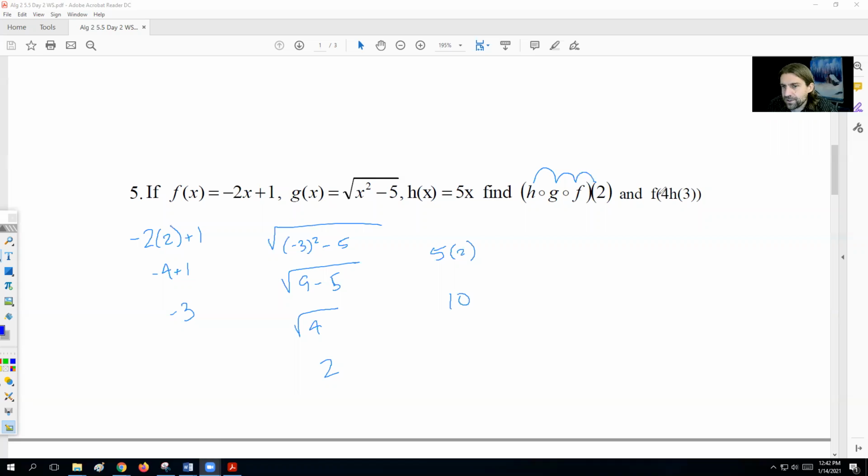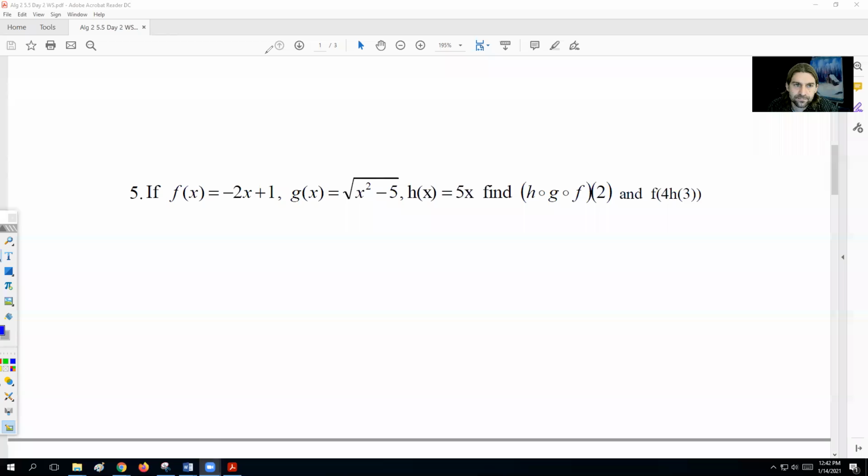Now, in this problem here, what's f of 4 times h of 3? You're going to take 3, plug it into h, times the answer by 4, and then plug that into f. So you can see we're just doing steps with a repeated process over and over again.